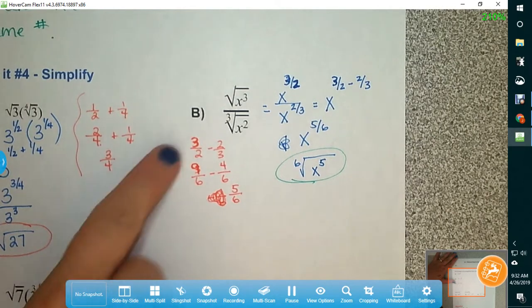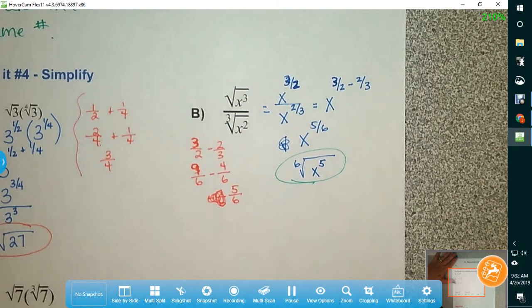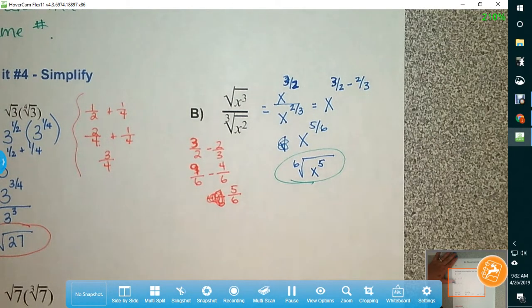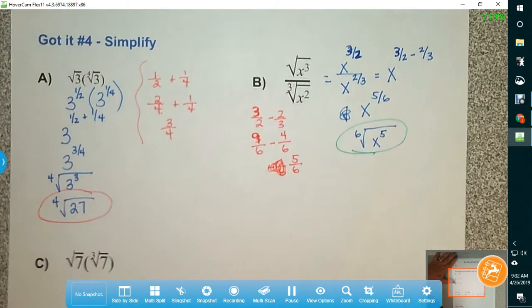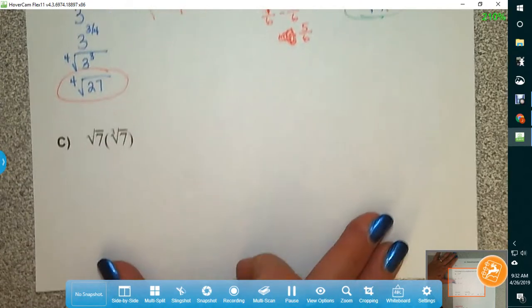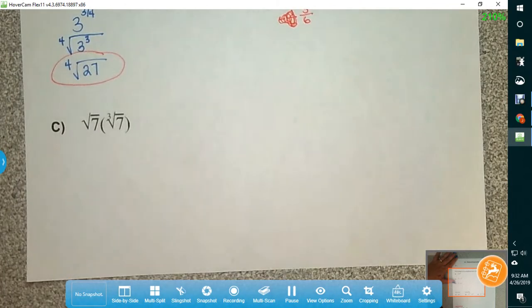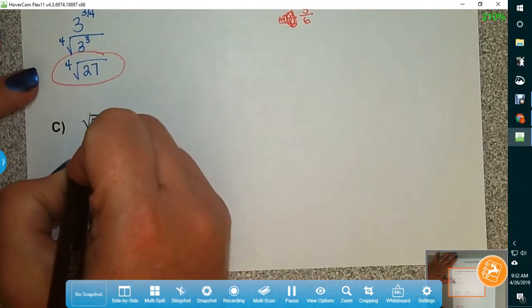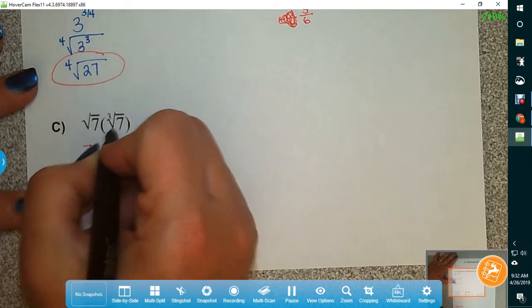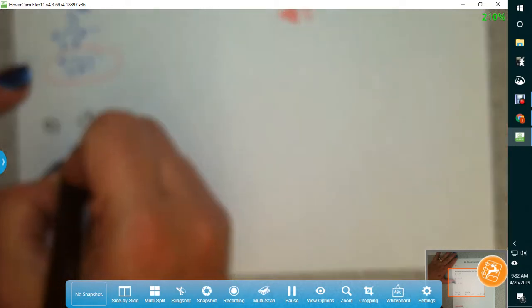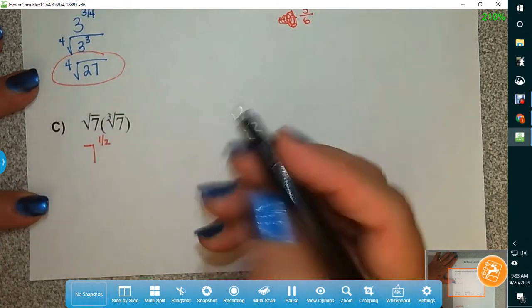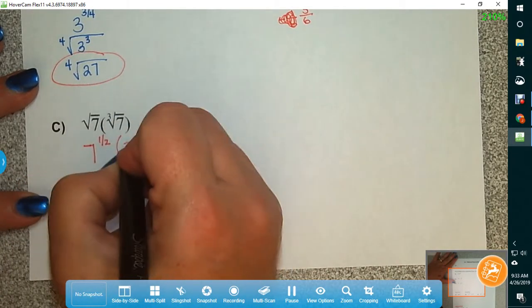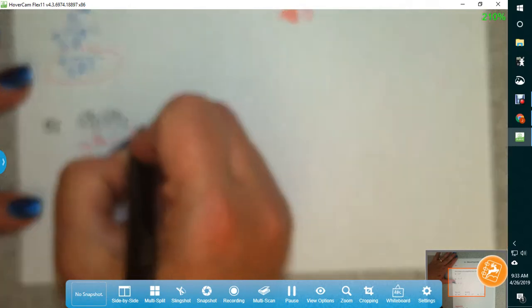Okay. Even though we had a mistake back in here, it's still better than dealing with that negative fraction as our answer. Okay. All right, moving on to part C. I have a square root of 7 and a cube root of 7. Let's change them to exponent form. This one really is 7 to the 1/2 power times 7 to the 1/3.